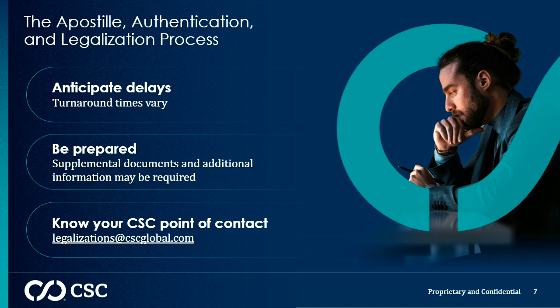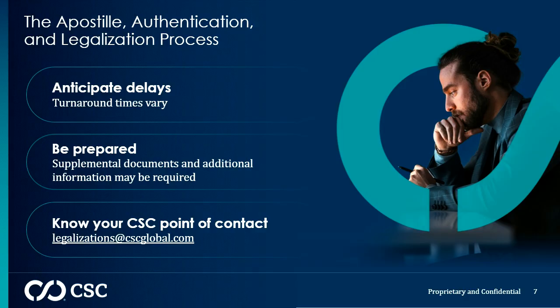So to get us started, talking about the entire process for apostilles and legalizations, there are a few things that we really want to spotlight, and we're going to say them to you over and over again. Anticipate delays. Turnaround times will vary. Kelly is going to talk about how things can go from one day to 3-4 weeks, that type of time range. Be prepared. If you end up having to do legalizations particularly, you may need supplemental documents and additional information may be required. We frequently get calls from consulates or embassies where extra information is needed. Don't be surprised if that happens.